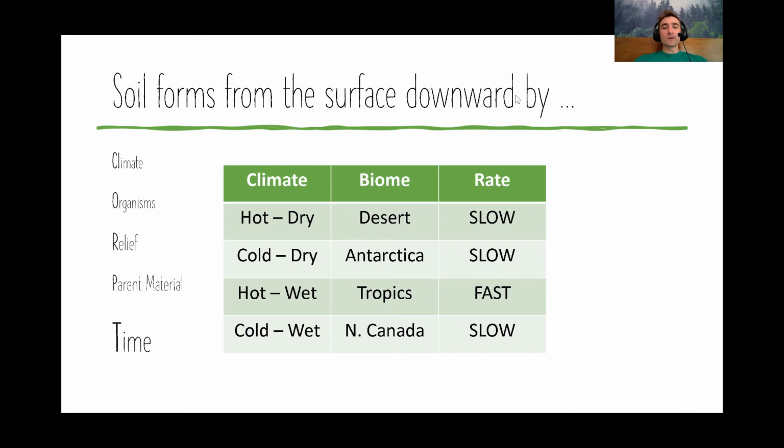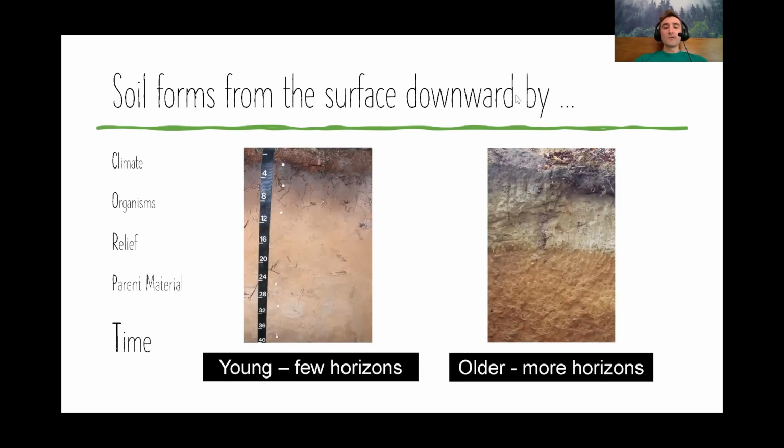And then if you go to cold and wet, like in the boreal forests, northern Canada and Russia, that's also going to be slow because of cold temperatures. So when you look at a soil profile, you can determine the age based on the development of these different horizons. It takes time for these horizons to form.